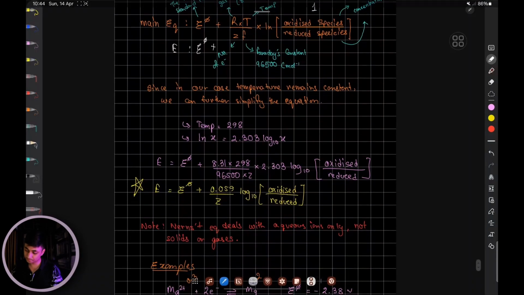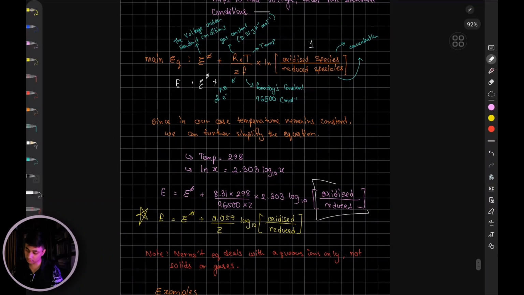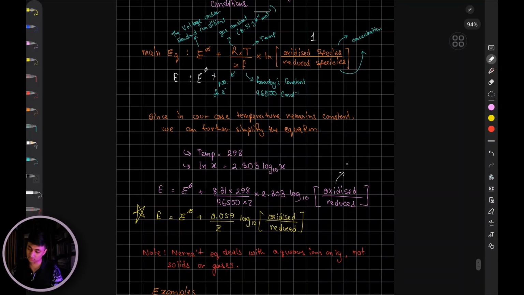And the other thing is, this part is not going to change. That is, you're going to directly plug in the value of concentration of oxidized species. So let's say initially it was 1 mole per dm cube, now it is 0.8. So you plug in 0.8. And if your reduced species concentration changes, you're going to plug in that concentration. So let's say from 1 mole per dm cube, it's now 0.9. So plug in 0.9 mole per dm cube.